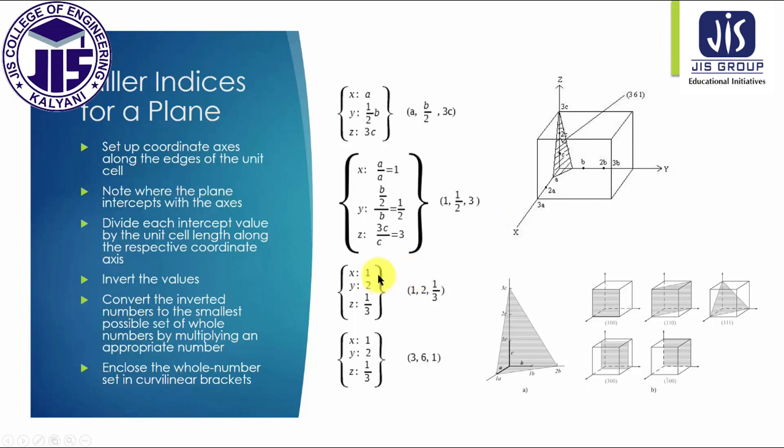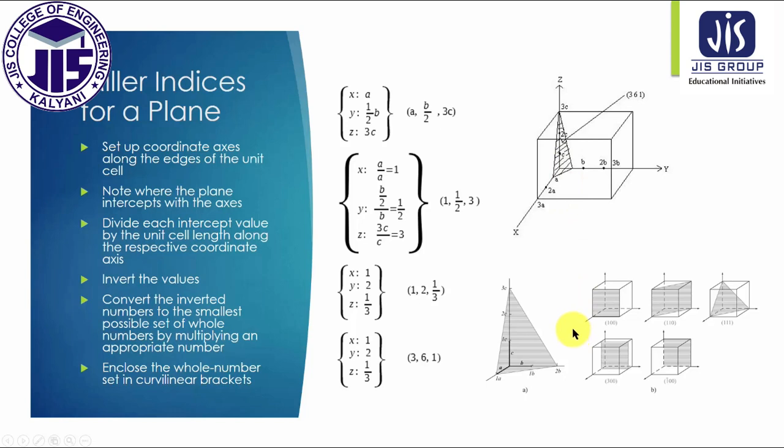Now we need to invert the values. So 1 over 1 is 1 for x-axis, 1 over 1/2 is 2 for y-axis, and 1 over 3 is 1/3 for z-axis. Then we multiply these numbers by a minimum possible integer, so these numbers become the smallest possible whole numbers. For this particular case, we need to multiply with the number 3, and we get 3, 6, 1 as the final numbers. Lastly, enclose this set of whole numbers inside a pair of curly brackets. So curly bracket 3, 6, 1 is the Miller indices for this plane.